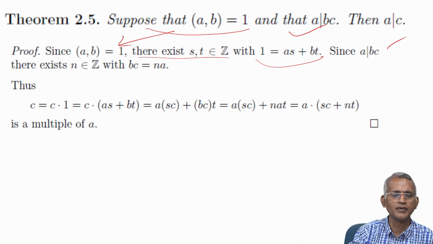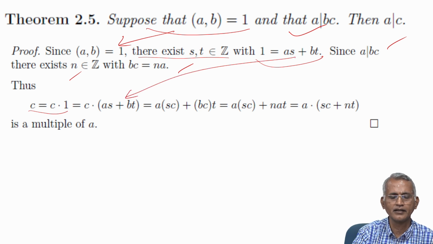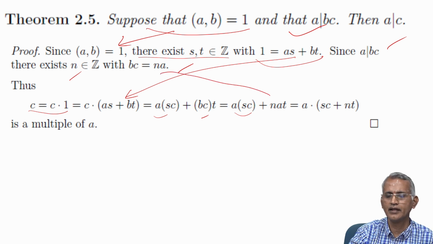Since a divides bc, there exists n in Z with bc equal to na. Thus c equals c into 1. Therefore, instead of 1 we can write c into (as plus bt). So, multiplying, a into sc plus bc into t. Here bc can be written as na. Therefore, a into sc plus nt is a multiple of a. So, this way we can prove that a divides c.